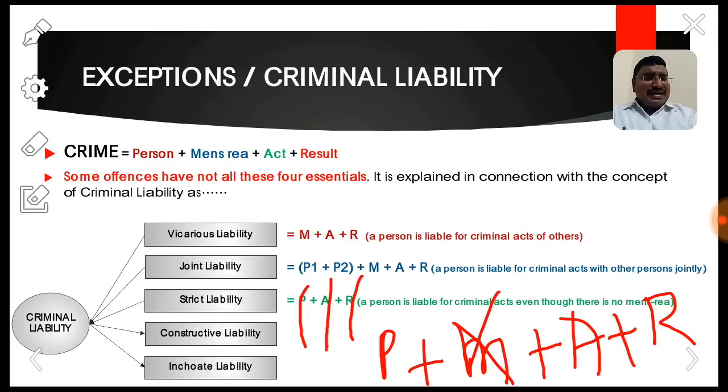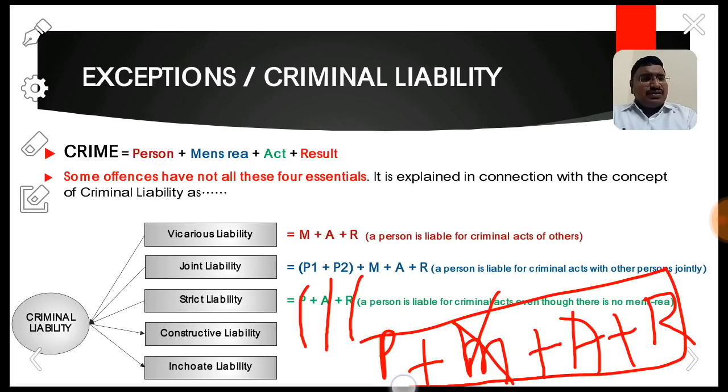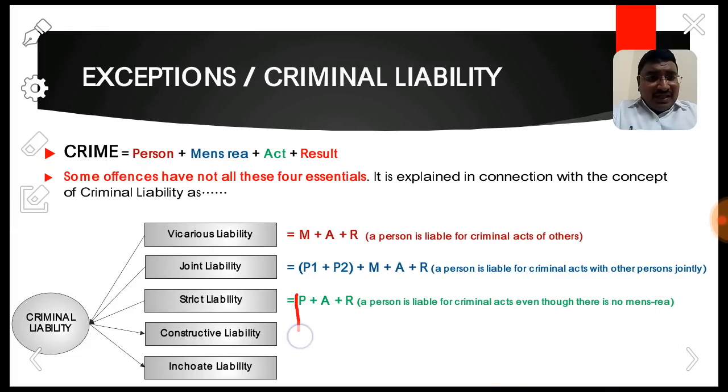In order to constitute a crime, these 4 elements should be present. But there are certain exceptions, 1, 2, 3, 4, 5. These vicarious liability, joint liability, strict liability, constructive liability and inchoate liability explain the exceptions to this principle. Here, there is one person, there is some act, there is some intended result, but such person has no guilty intention, there is no mens rea in his mind.